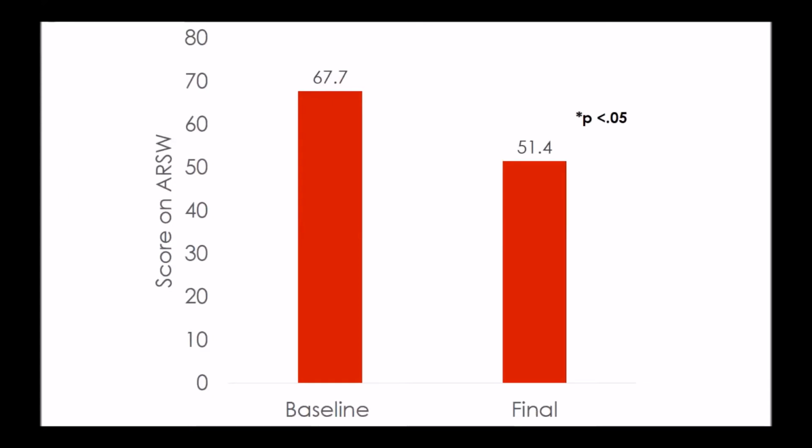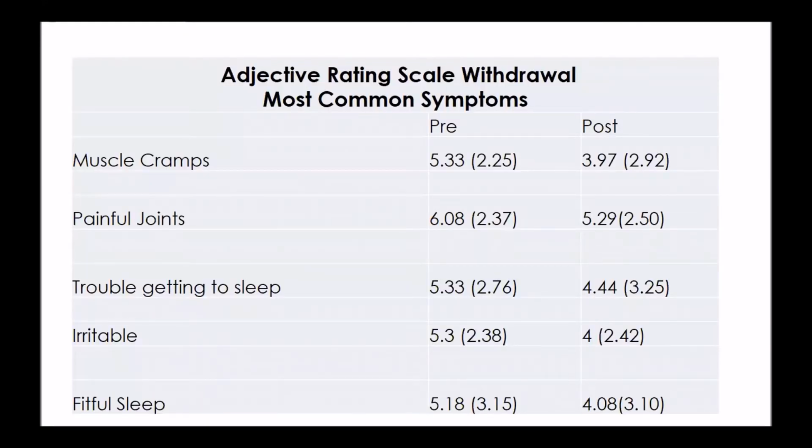The only significant improvement for the full sample over time was in the withdrawal symptoms. We use the ARSW, which is a self-reported withdrawal measurement. And these scores were of interest because if you look at it in the literature, you won't usually see scores quite this high. So to me, I was very interested in what kind of withdrawal symptoms they were having. So looked at the items a little bit more closely, and the most common symptoms that had the highest ratings were the ones that you'll see listed on the screen. So muscle cramps, painful joints, trouble getting to sleep, irritable and fitful sleep.